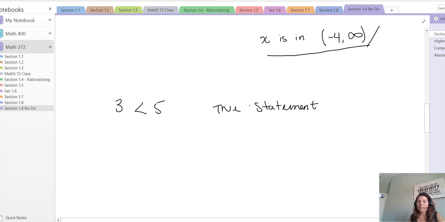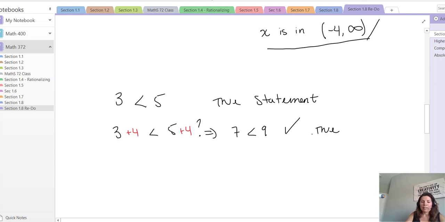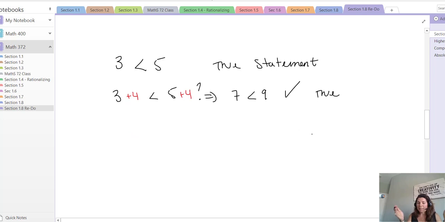So we want to make sure that anything that we do to this inequality remains a true statement. So for example, if I add something to both sides of the inequality, say I add 4, does it remain a true statement? Is this still true? 3 plus 4 is 7, and 5 plus 4 is 9. So yes, that is still a true statement. And so addition works. As long as I add the same thing to both sides, it remains true.